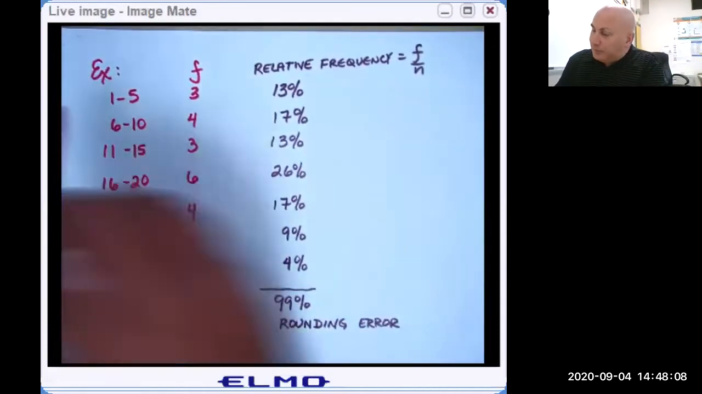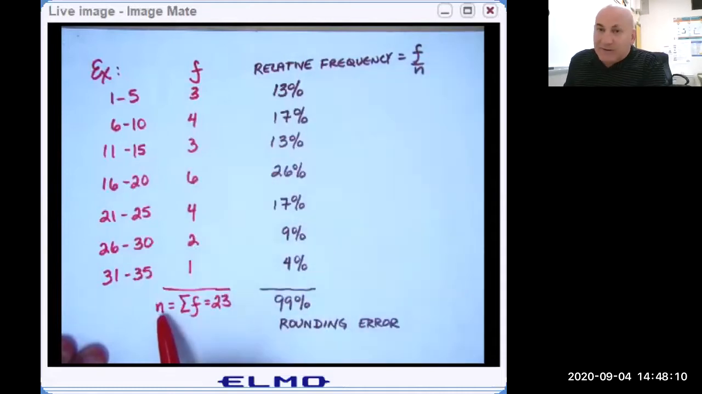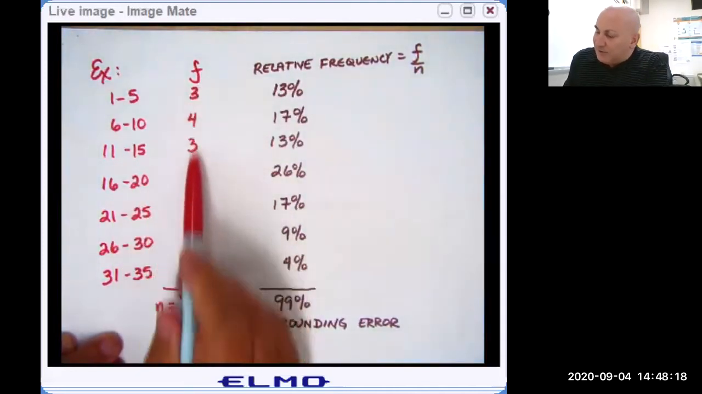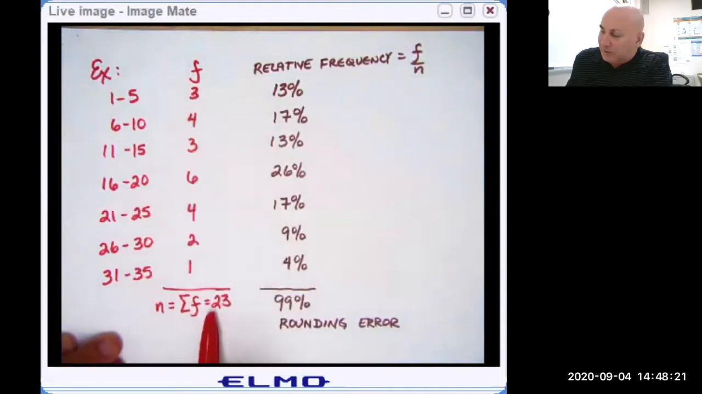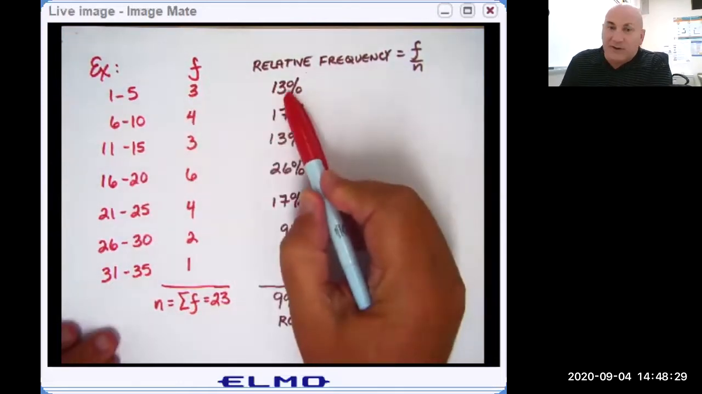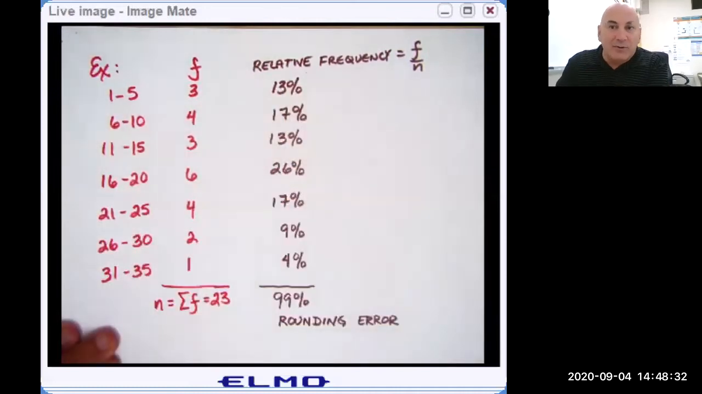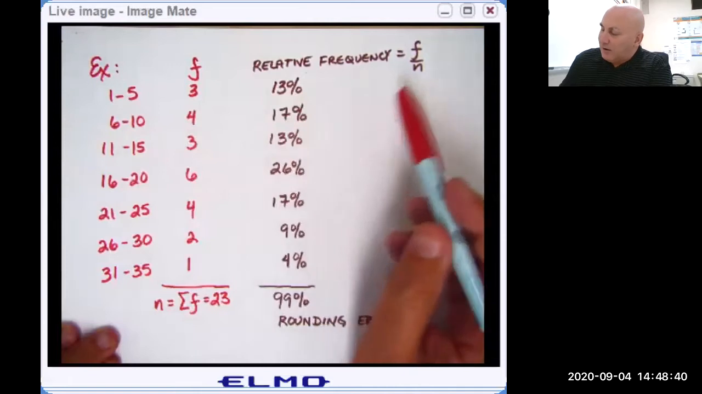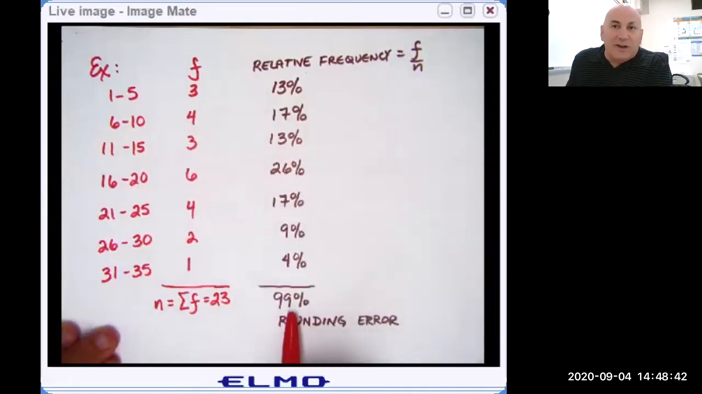Relative frequency, you just take the frequency and divide it by the total number of data points. The total number of data points is the sum of all the frequencies. So if I have these data points, that adds up to 23. So 3 out of 23, rounded correctly to the nearest percentage point, is 13%. Please confirm that. And please, when you do this, round correctly. 4 out of 23 rounds to 17%. If you're more than 1 percentage point away, you've probably done something wrong.